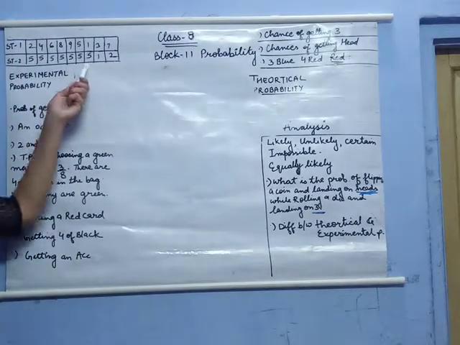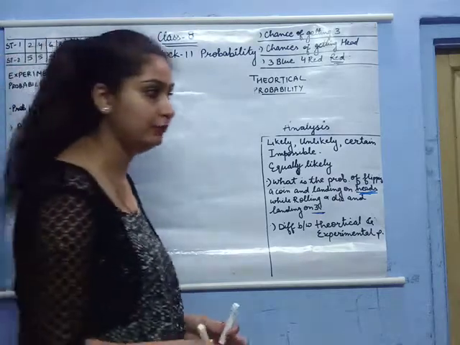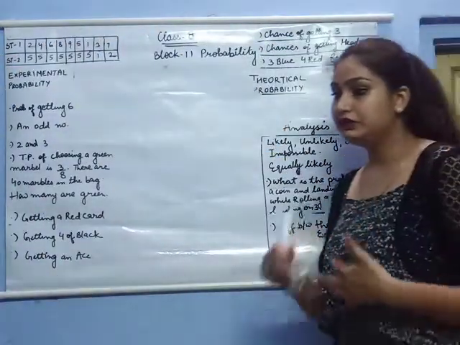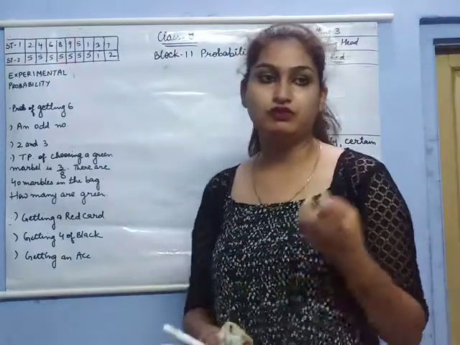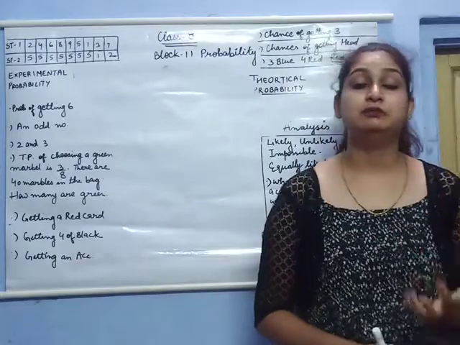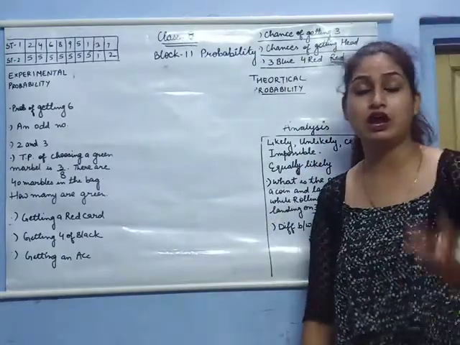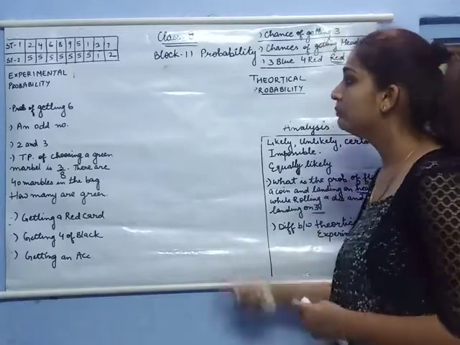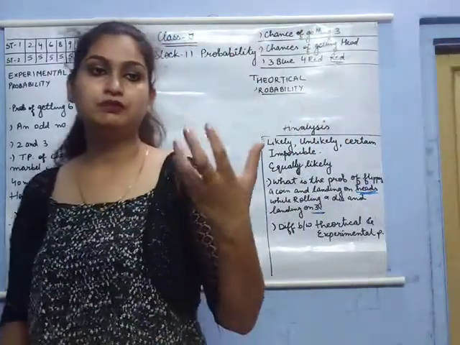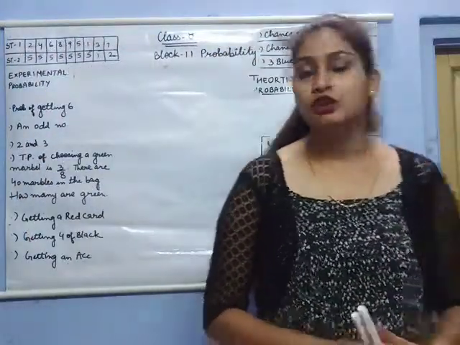Now, this is a table, and the term which we are going to discuss is experimental probability. What is experimental probability? The repeated trials of a particular experiment by ourselves is called the experimental probability. This is what we have learned theoretically, which is going to happen. But I'm going to tell you what is experimental probability. Suppose I give you a dice to roll.